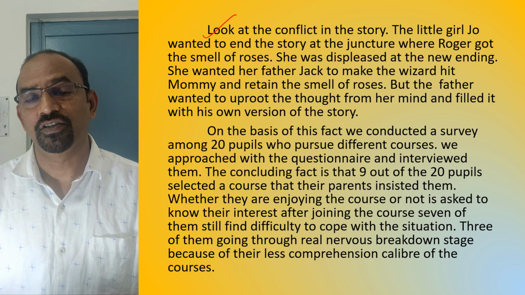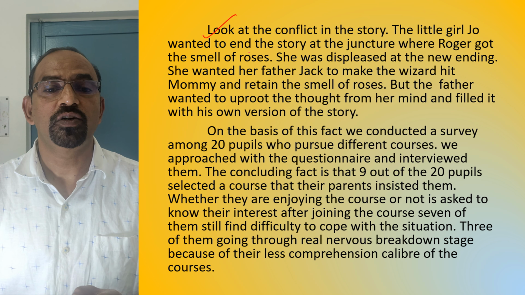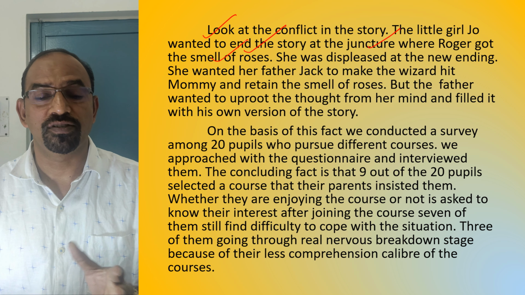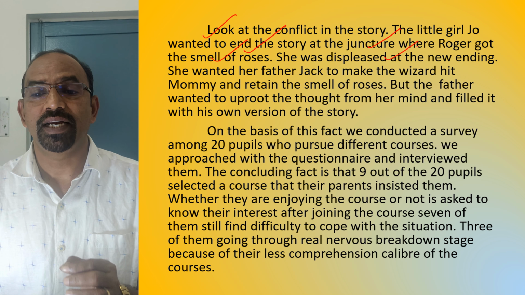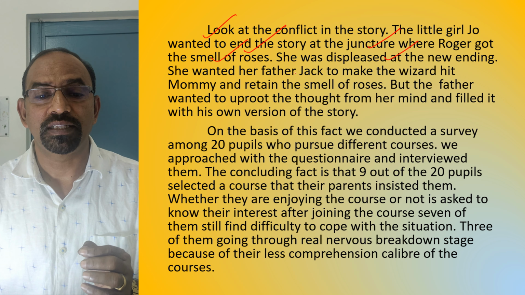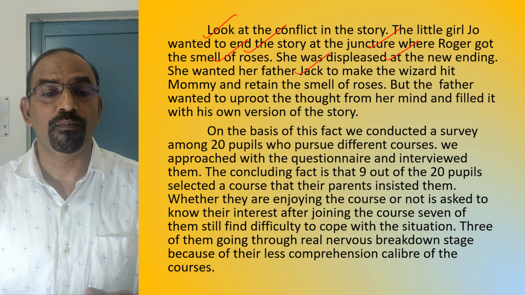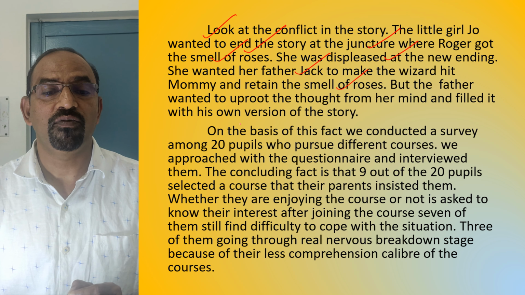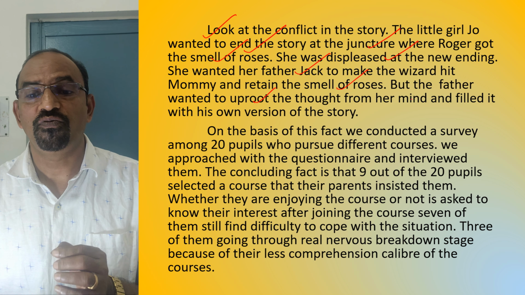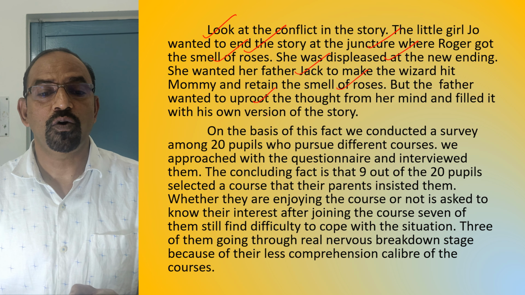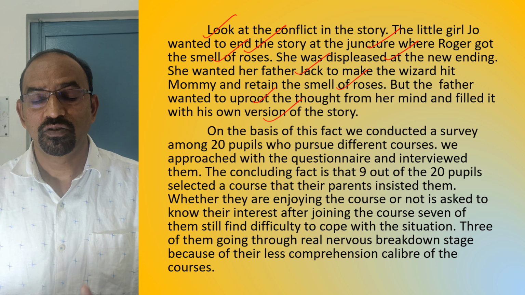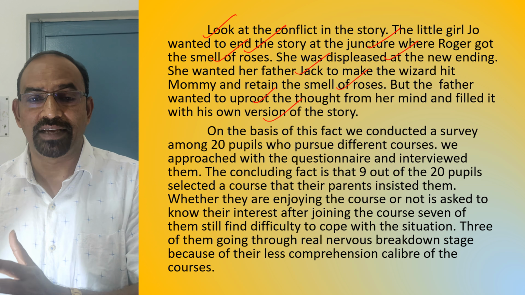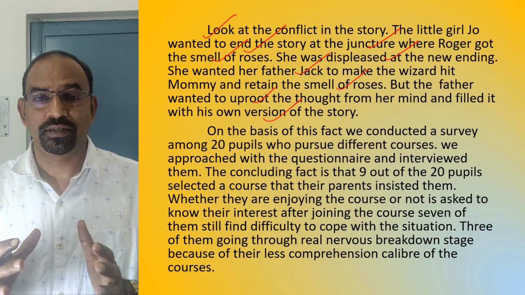Look at the conflict in the story. The little girl Jo wanted to end the story at the juncture where Roger got the smell of roses. She was displeased at the new ending. She wanted her father Jack to make the wizard hit Mummy and retain the smell of roses. But the father wanted to uproot the thought from her mind and fill it with his own version of the story. So we connect the theme of the story with practical life. That is the importance of this project.